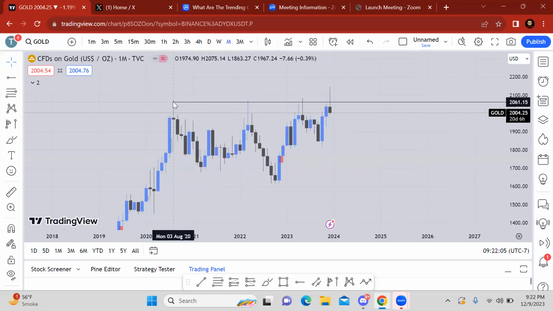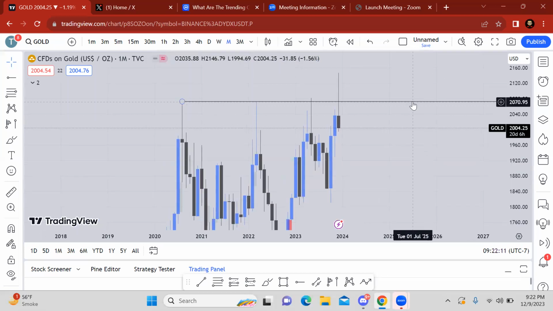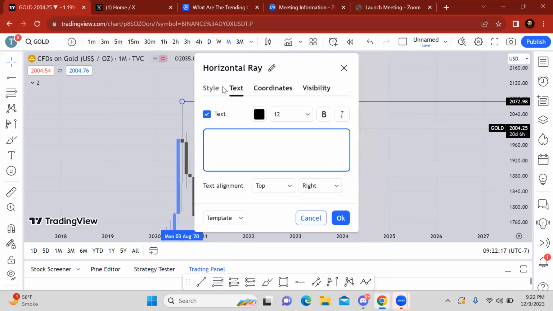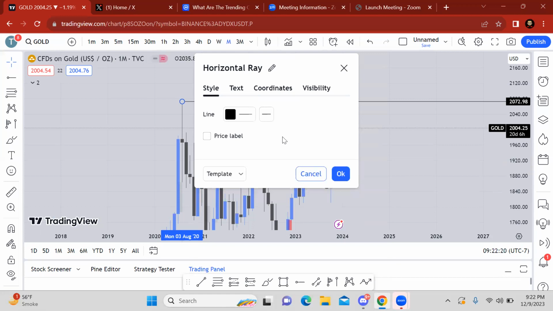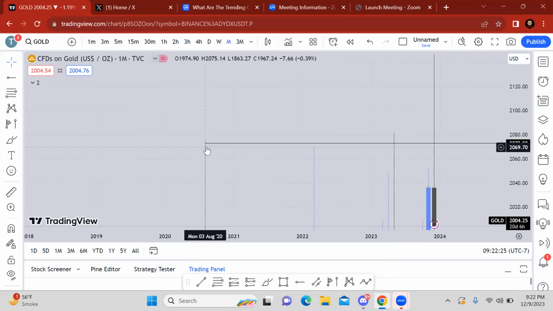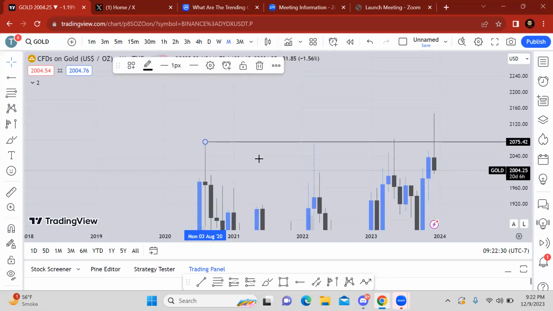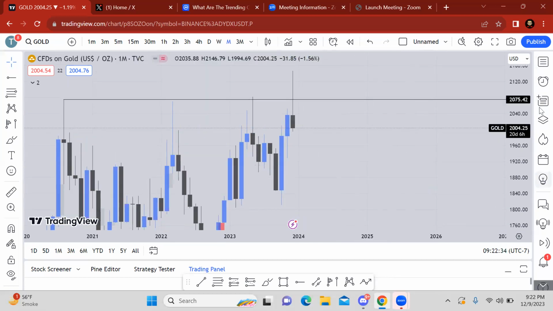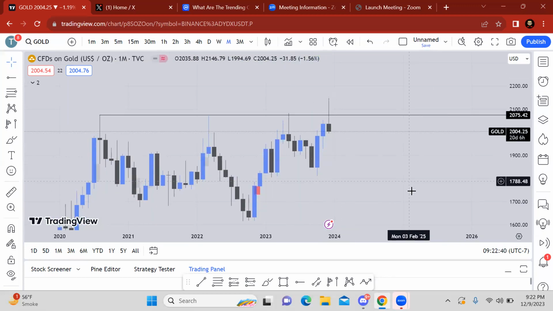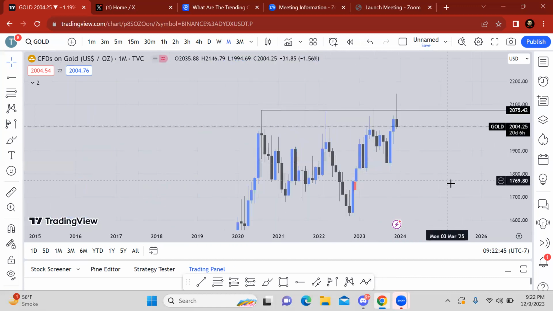For now, I will mark these equal highs. These were the equal highs previously on gold. One, two, three wicks are there at 2075, which recently got swept out. So now the liquidity above is taken out, which we call SSL.